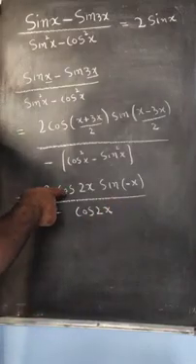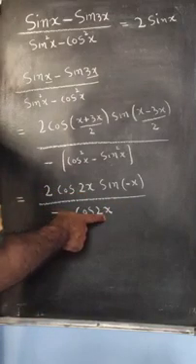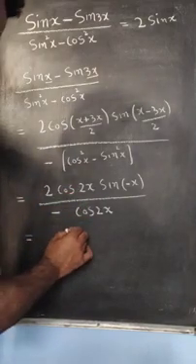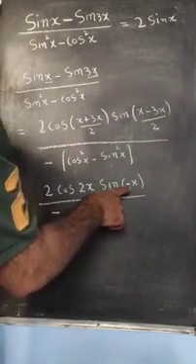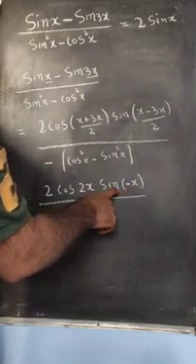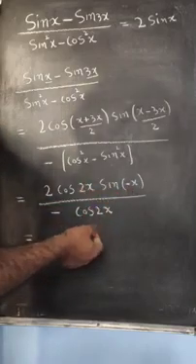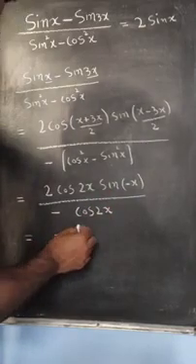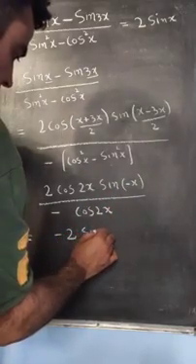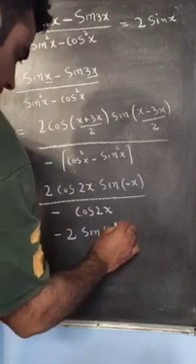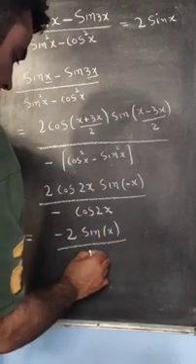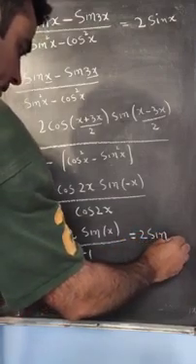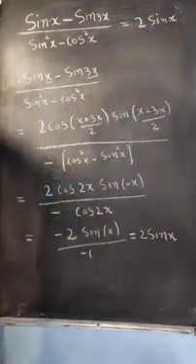Now in the numerator we have cosine 2x, in the denominator we have cosine 2x. Cosine 2x divided by cosine 2x is 1. So we get twice. Now sine of minus theta is equal to minus sine of theta, so we can write sine of minus x as minus sine of x. So we put this minus here. Then we have sine of x divided by minus 1, that is equal to twice sine of x, which is equal to RHS.